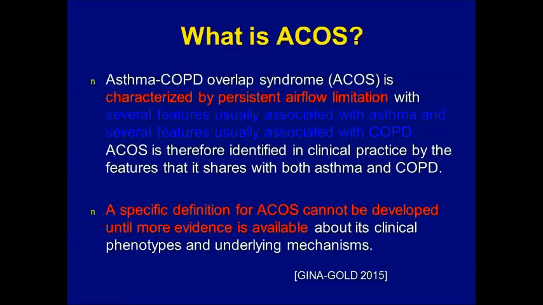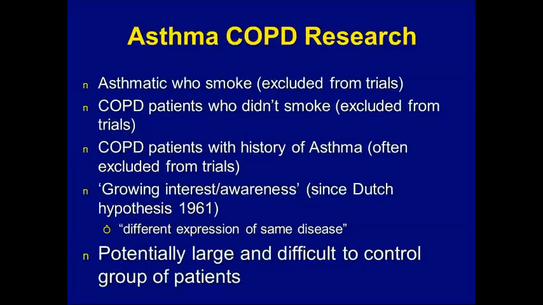Thanks, Ramesh. I'll just go over quickly what he said, and this is the definition of ACOS as he stated, where patient has persistent airflow limitation. In other words, you've got to do lung function, several features associated with asthma and several features associated with COPD. But this is more a description rather than a definition, okay? And we can't have a definition until we have more evidence in terms of its clinical phenotypes and mechanisms.